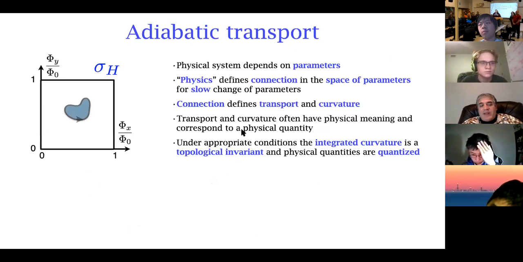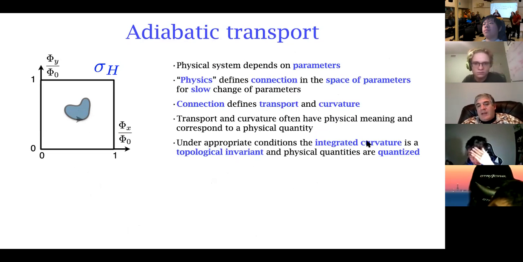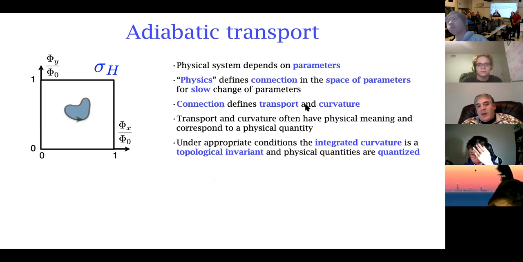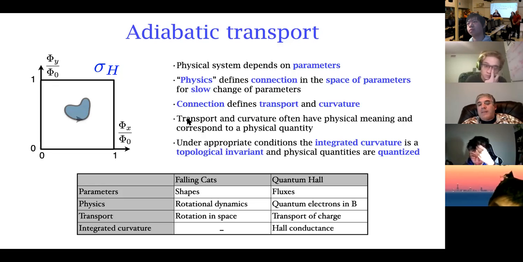So I have some physical system which depends on parameters, fluxes. Physics defines a connection in the space of parameters for slow change of parameters. This connection defines transport on one hand because it's related to Hall conductance, and the curvature from the geometrical point of view. And the integrated curvature is, on one hand, a topological invariant. On the other hand, it's some physical quantity related to transport, which is Hall conductance.